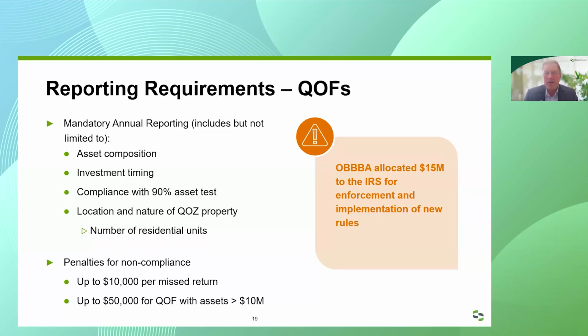And again, the big thing on this is how this is going to be reported at this point. We're still waiting on guidance. But as part of this one big beautiful bill, they did allocate up to $15 million to the IRS for enforcement and implementation for this. So there's going to be a big push to make sure that this is tracked and reported. Next slide.